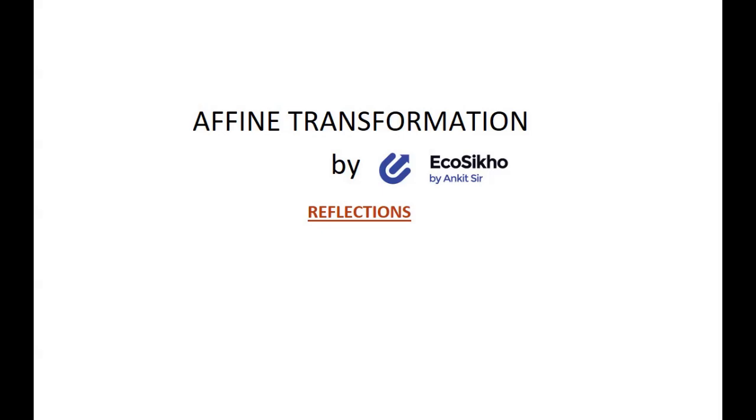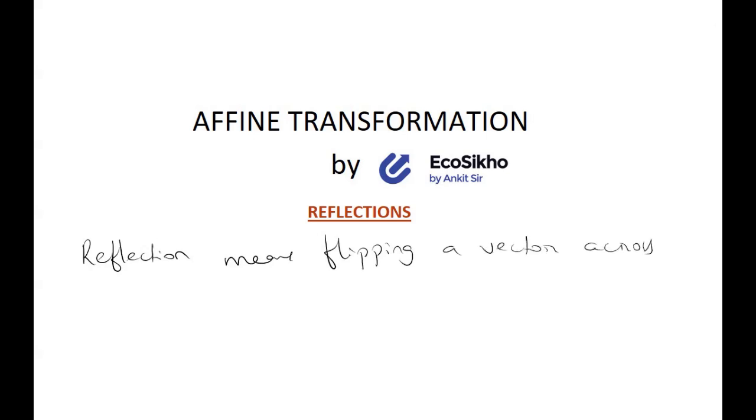In this third video on Affine Transformation, we are now going to talk about reflections. So, what do we mean by a reflection? Reflection means flipping a vector across a line. That line is known as a mirror line. The mirror line can be your x-axis, it can be your y-axis, it can be y equals x, it can be any straight line in the Cartesian graph.